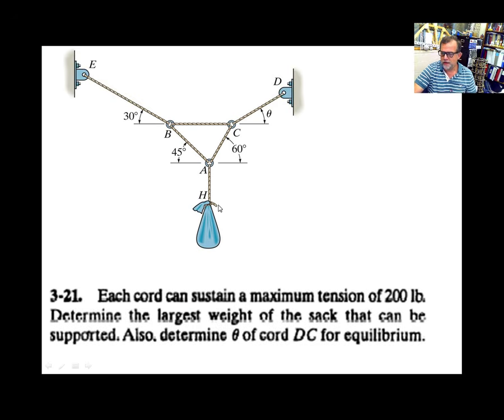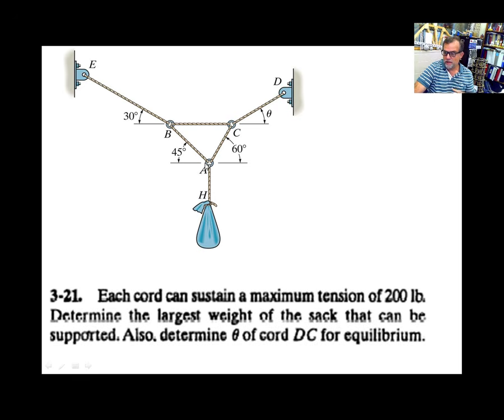It was interesting because instead of giving you the weight that this system can hold and asking for the tension in each of the cables, the problem started kind of backwards and asked for the maximum weight, given that each of the ropes could sustain a maximum tension of 200 pounds. The procedure is the same: you do particle equilibrium and isolate free body diagrams at every point you can.